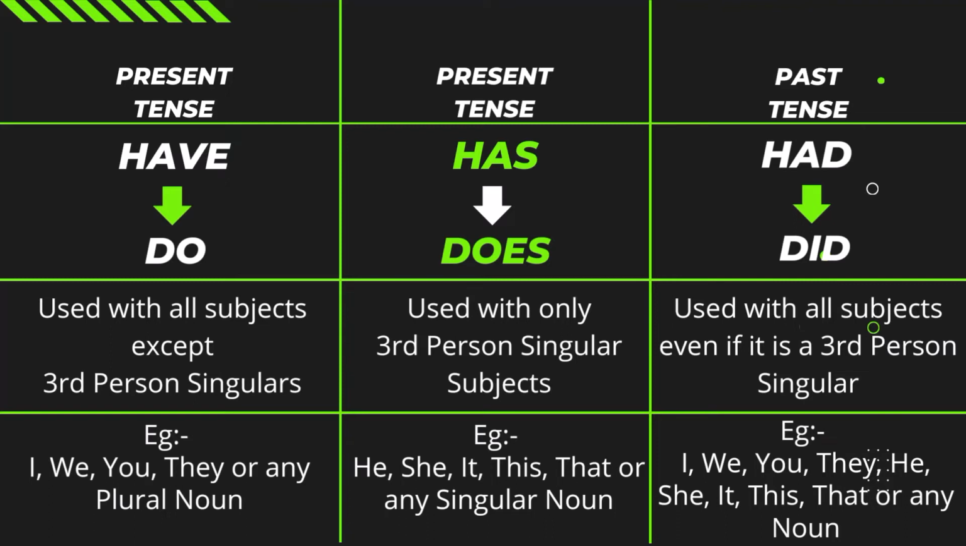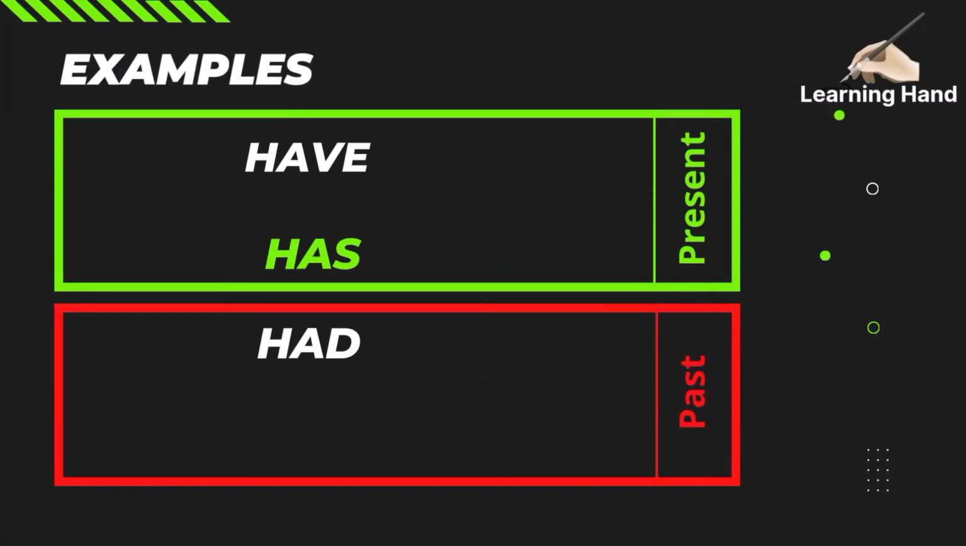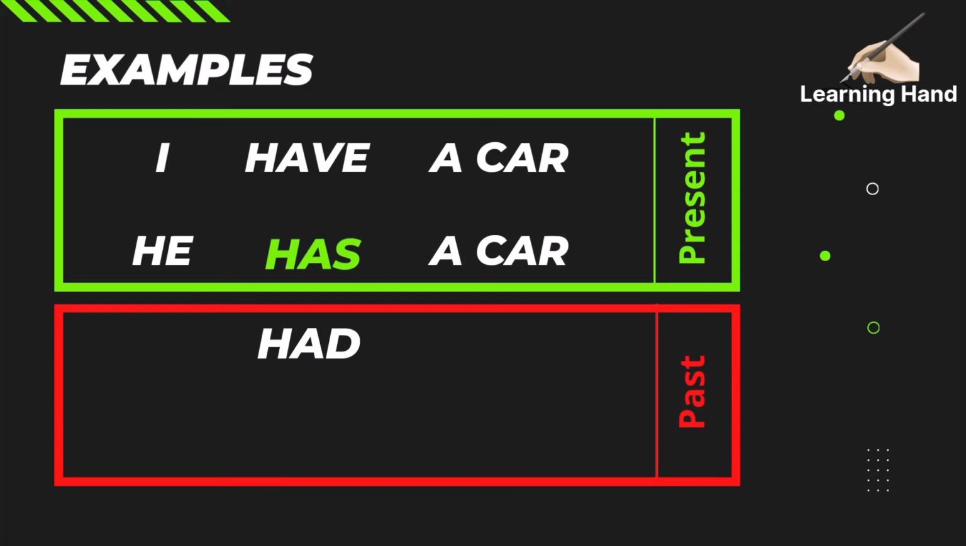Let's see some examples to make it more clear. First, let us see the examples for present tense. I have a car. That means I possess a car at this time. Here in this sentence, the subject is not a third person singular. That's why we are using have in this sentence. What if there is a subject which is a third person singular? We use has with it. For example, he has a car.